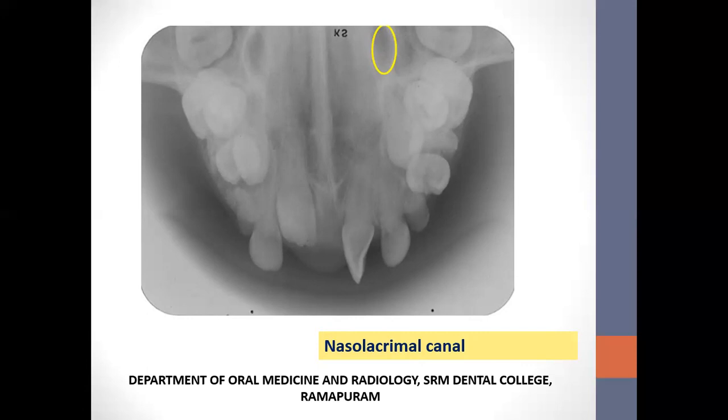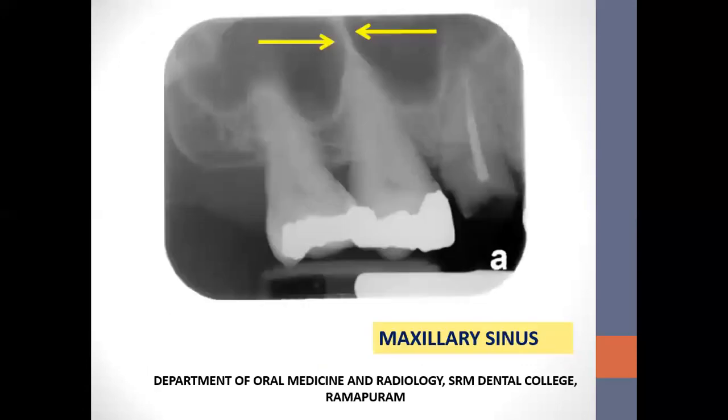The next important landmark is the maxillary sinus, which, similar to the other paranasal sinuses, is an air-containing cavity lined with a mucous membrane. It develops by the invagination of the mucous membrane from the nasal cavity. It is the largest of the paranasal sinuses. It normally occupies virtually the entire body of the maxilla.